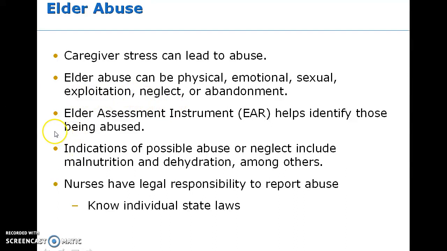So make sure that we are doing really good assessments on our patients. Some of the indications of possible abuse or neglect include malnutrition, dehydration, among others. And you guys mentioned some in class, like how they stay alone or become fearful when someone comes around. Nurses have a legal responsibility to report abuse.